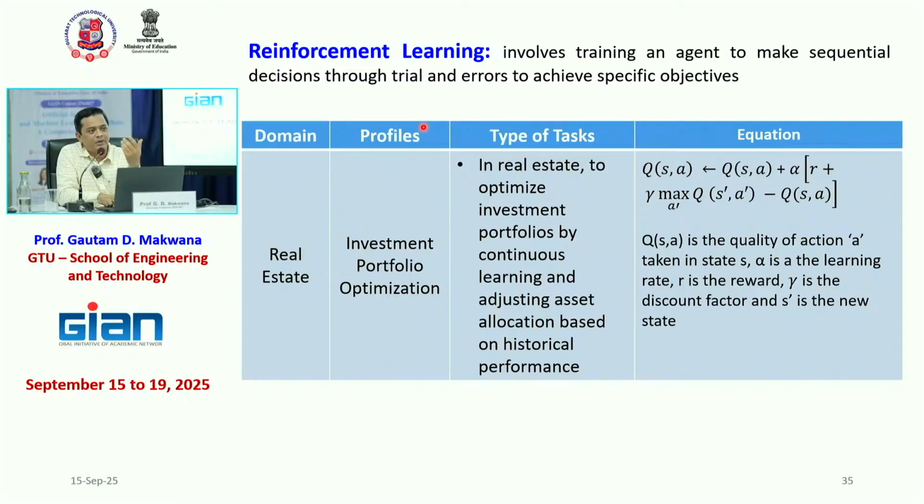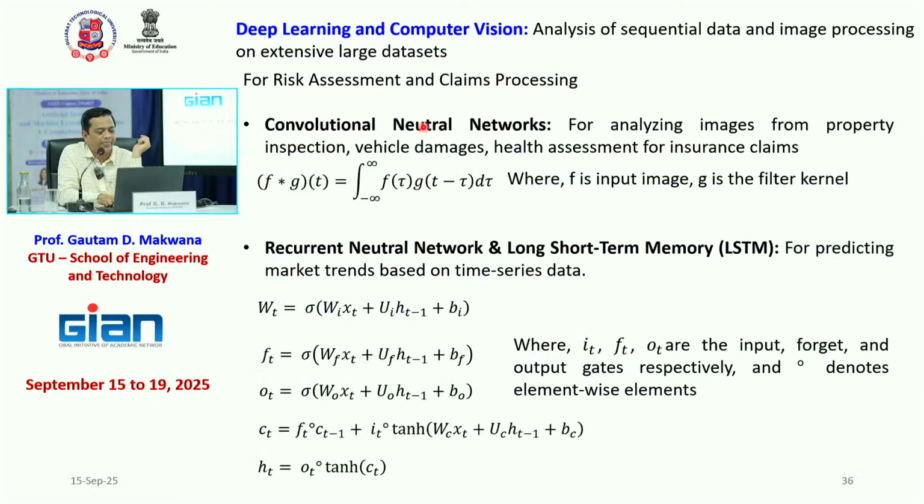There are many kinds of things. Sometimes my investment will be bad after 10 years, and I don't know why my investment will go wrong. So deep learning, machine learning, and computer vision will come into the real estate and insurance domains. We can use different kinds of AI roles in this case.